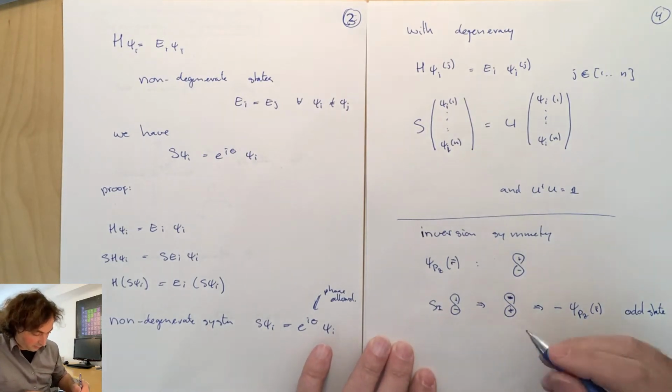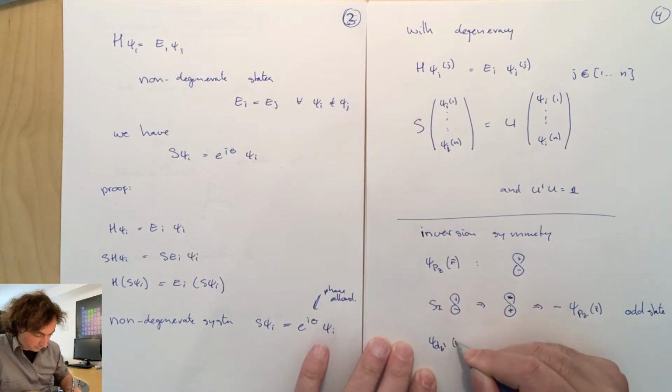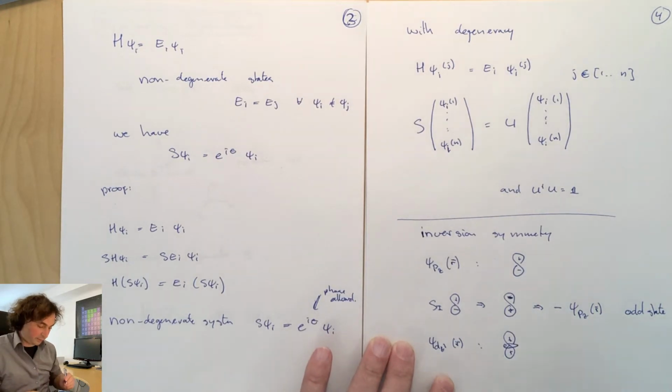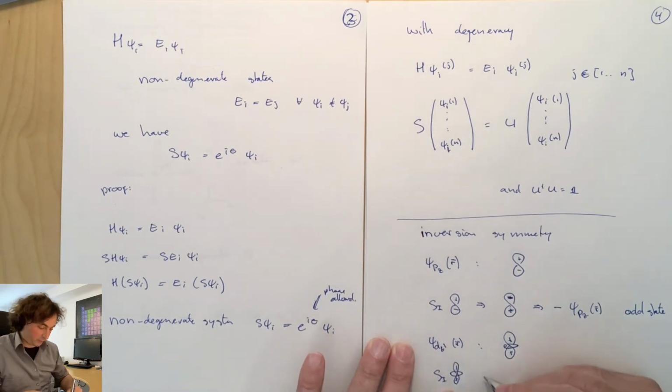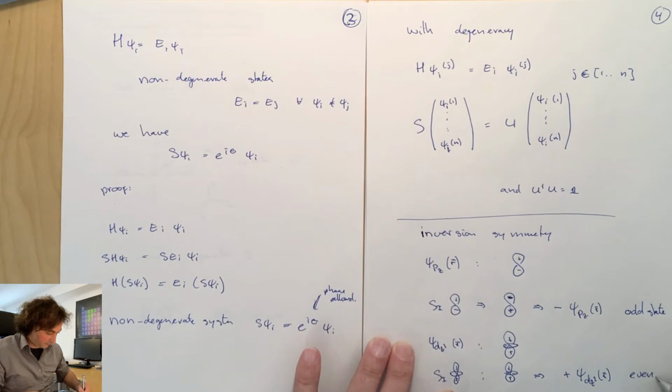We can also look at the dz squared orbital, which has two positive lobes and a negative lobe. If we invert that orbital, then the plus lobe is mapped to the plus lobe and the minus to the minus. So this is plus dz squared of r. And this is an even state.